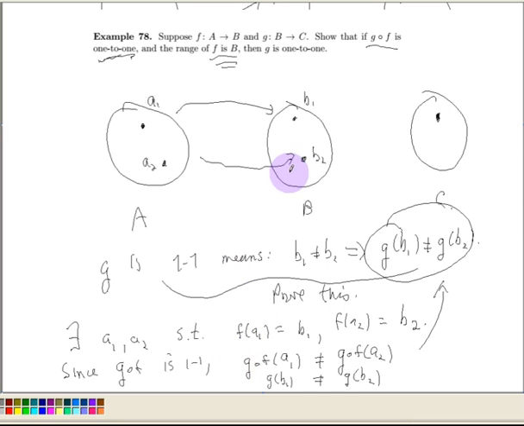What are we using here? We started out with B1 unequal to B2. We used the fact that the range of F is B, F is onto, to find A1 and A2 that map to these two different elements. Then we used one-to-oneness to get all the way over here to two different elements here. And then you could say we pulled back to show that G of B1 is unequal to G of B2. All right, so that's the idea. Let's go to the write-up and see how it's written up.